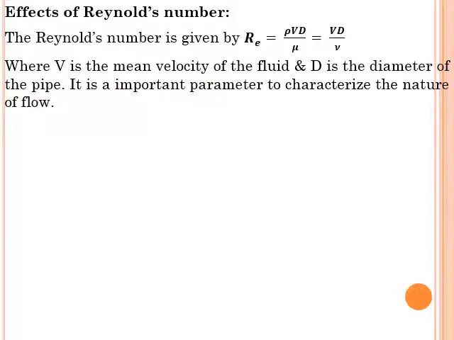Here rho is the density of the fluid, V is the mean velocity of the fluid, d is the diameter of the pipe, and mu is the absolute viscosity of the fluid. The ratio of absolute viscosity to density is called the kinematic viscosity of the fluid, denoted by nu. So now we can write this expression as the Reynolds number equals V d by nu.